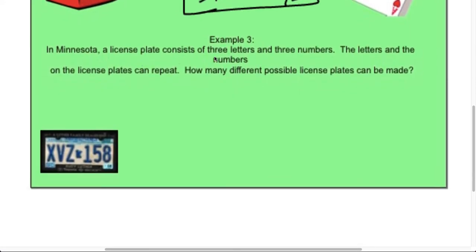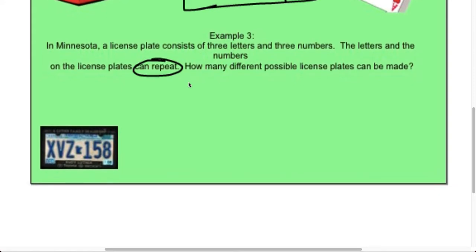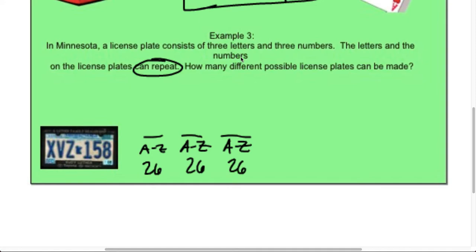In Minnesota, a license plate consists of 3 letters and 3 numbers. The letters and numbers on license plates can repeat, something that we talked about a little bit in chapter 1. How many different license plates can be made? As we're going to see on the next page, sometimes drawing pictures can be really helpful here. When I say a picture, it's not your normal picture. I'm going to use lines here. I'm going to take three lines to represent the letters A through Z, because on each line, you could have 26 different letters, and they can repeat.